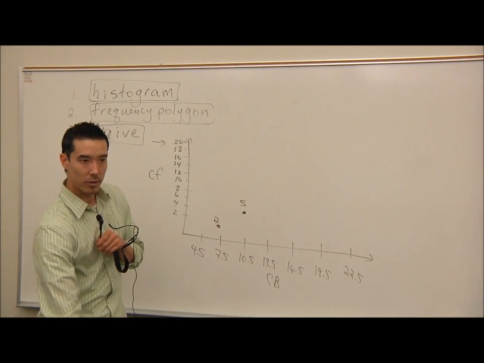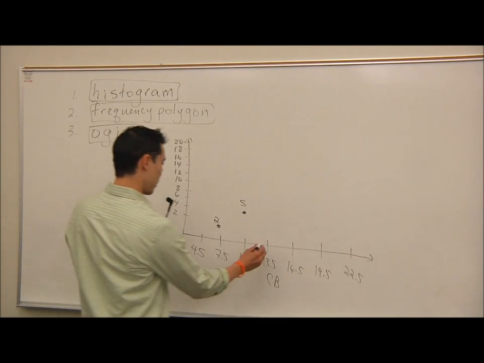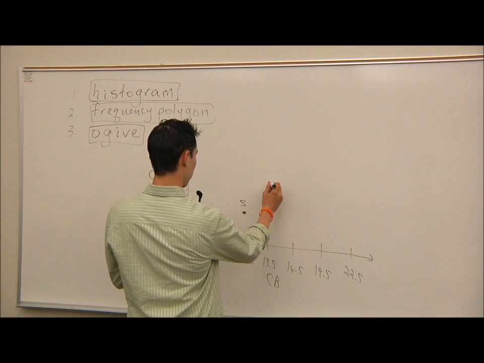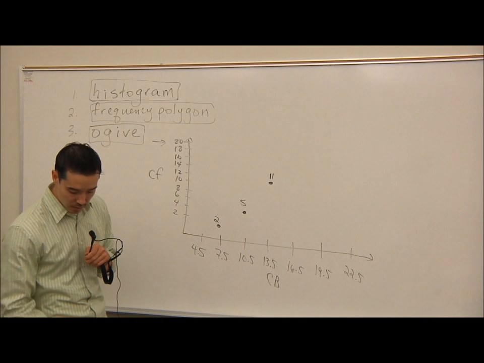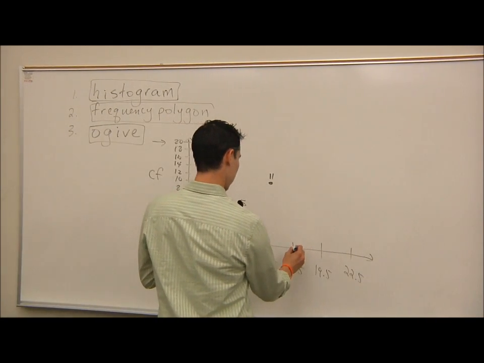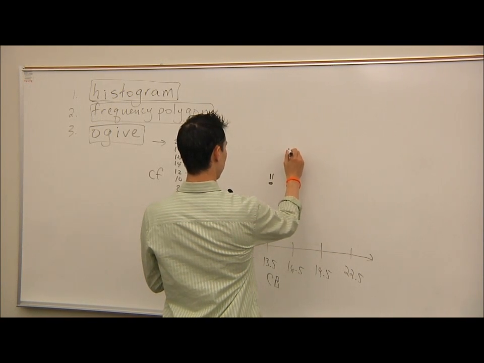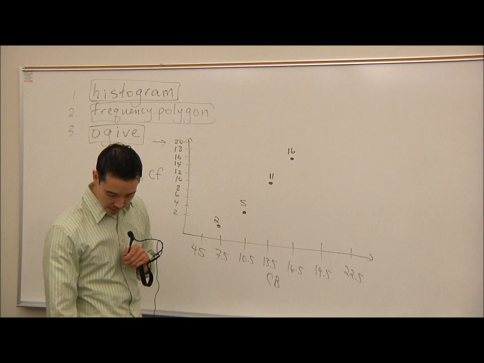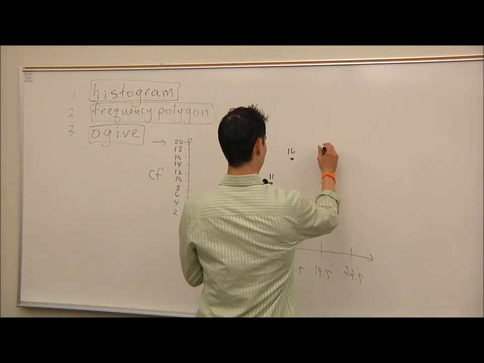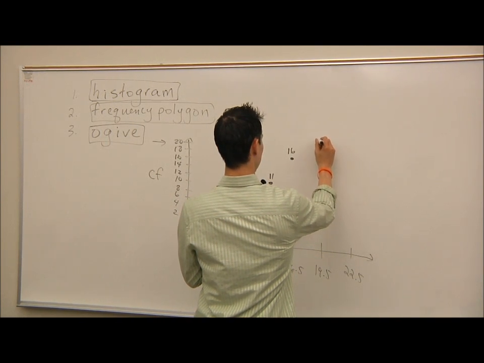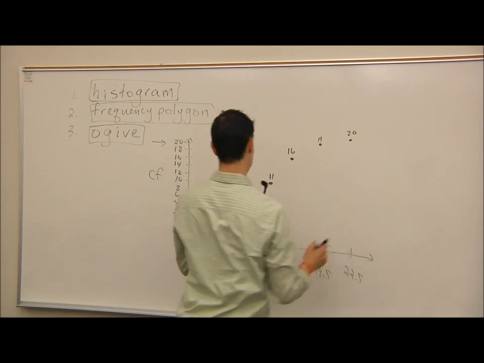Everybody with me? So you're looking at your cumulative frequency and you're looking at your class boundaries. The next one's 11, right? So at 13.5, we're going to go up to 11. You can certainly label that. And continue. The next one is 16. So just try to make this as neat as possible. And at 19.5, we are up to 19. And then finally, we're up to 20 after that. Okay?